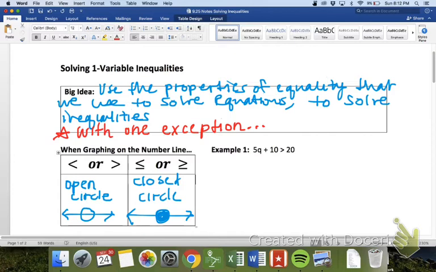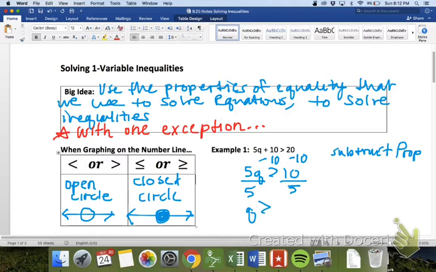The first example here, we have 5q plus 10 is greater than 20. So I'm going to think about solving this just like I would an equation. So I'm going to subtract 10 from both sides by the subtraction property. I'm just abbreviating, so subtraction property, I'm going to write prop. And then I get 5q is greater than 10. From there, I'm going to divide both sides by 5. And I get q is greater than 2. So that was division property.